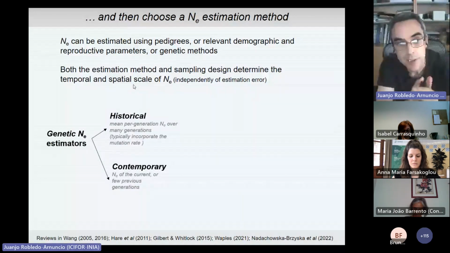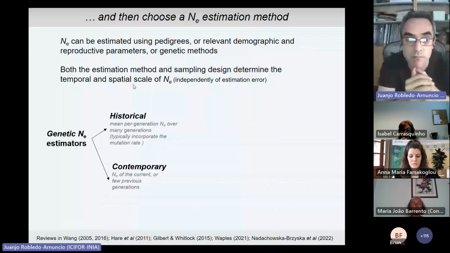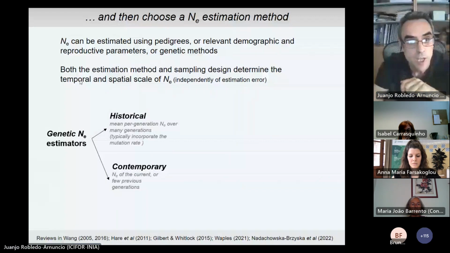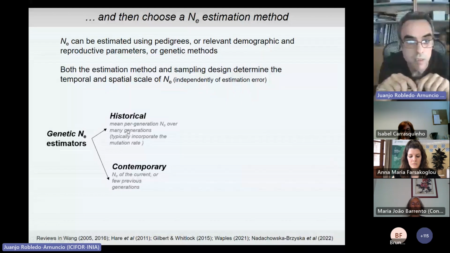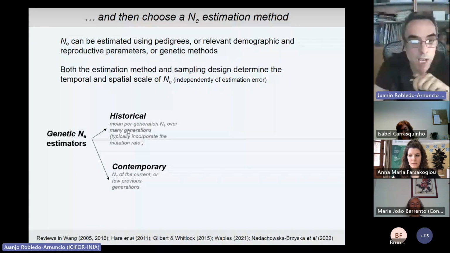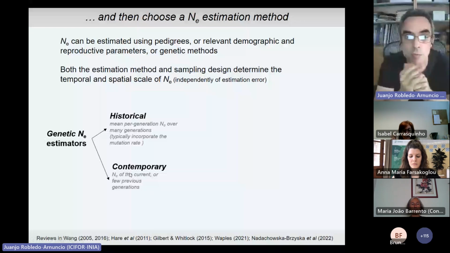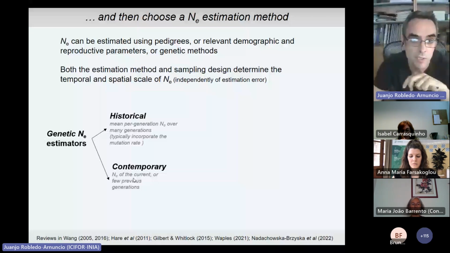So I will talk about genetic estimators because, as I said, especially in trees, in natural tree populations, they are very frequently used for logistic convenience. And we have two large groups of estimators. One is historical, which calculates the geometric mean effective size per generation over many generations and typically incorporates the mutation rate. And we have contemporary estimators that estimate the effective size of the current or the few previous generations. These contemporary estimators are generally the ones that are interesting for monitoring in conservation genetics, although, of course, historical ones can also be of interest.